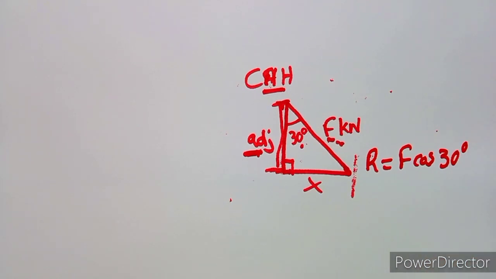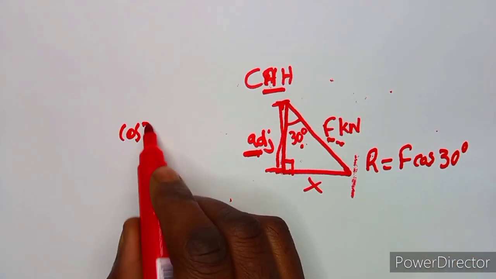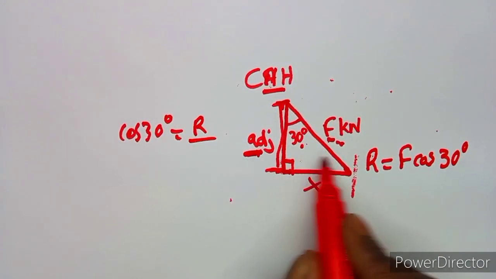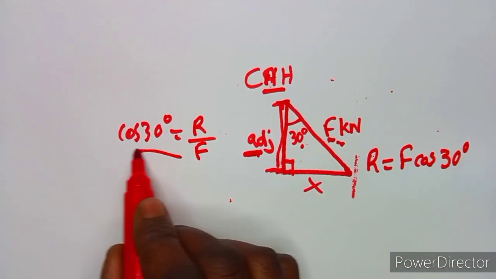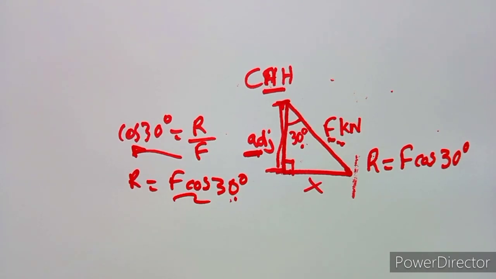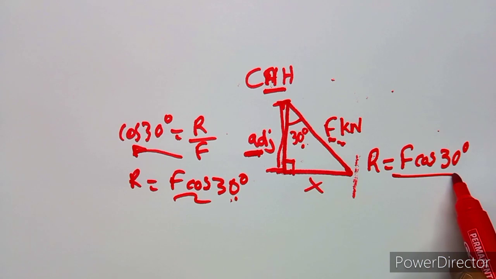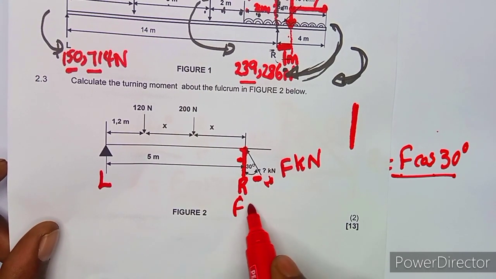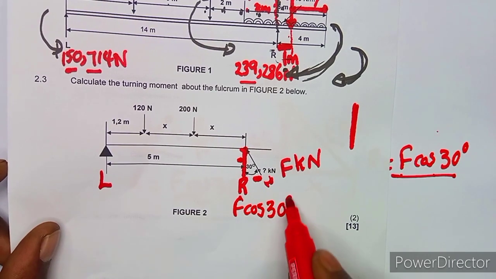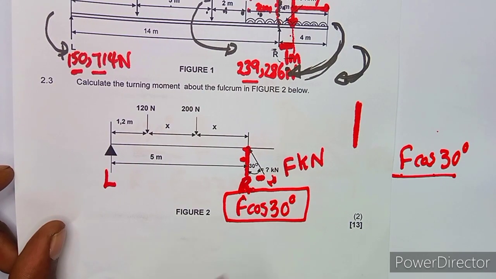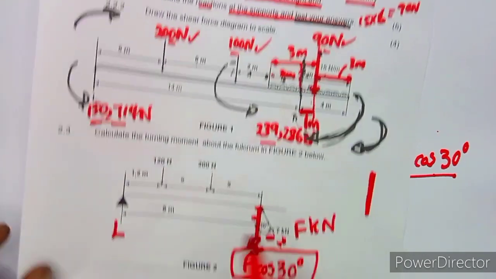F cos 30. Remember, guys, from your cos that cos 30 is equal to adjacent, which is the one that you want to calculate, so let's just use R over the hypotenuse, which is F. So you just cross multiply. So R is equal to F cos what? F cos 30 degrees. But you must know that whenever you are given adjacent, you use cos. So R there is F cos 30. So we now have this part here with this force. It's F cos 30 degrees.